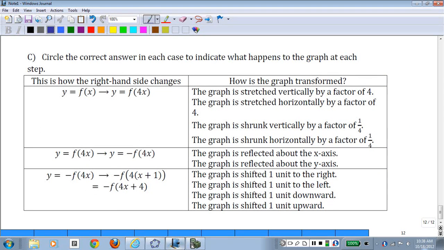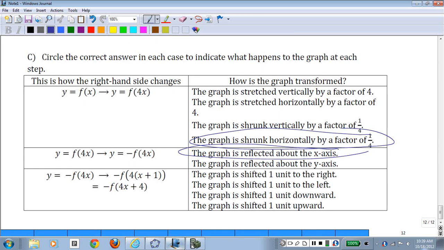Y equals f of x. We're going to transform this by substituting 4x for x. X's can get by with being only a fourth as great as they were. So what does this do? It shrinks it horizontally by a factor of 1/4. Multiply the right-hand side by -1, multiplies all the y coordinates by -1. Positive y's become negative, negative y's become positive. What type of reflection? Jumping back and forth about the x-axis.